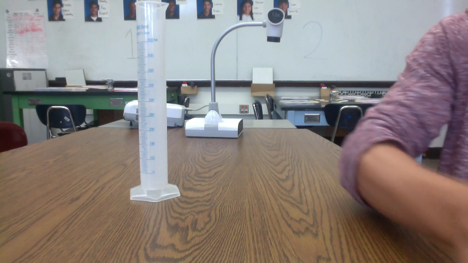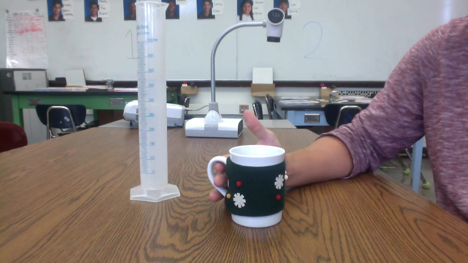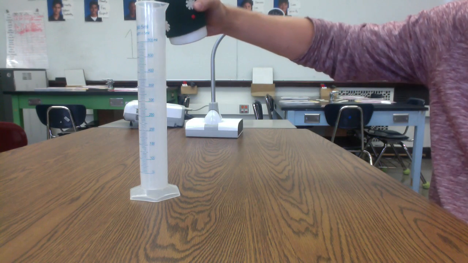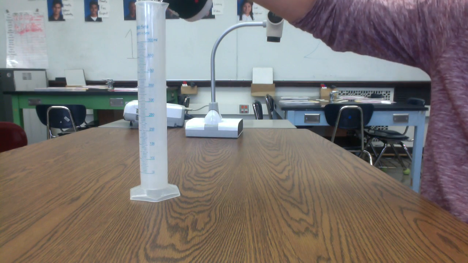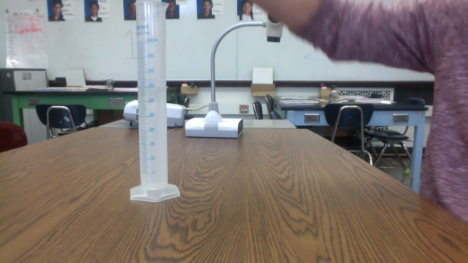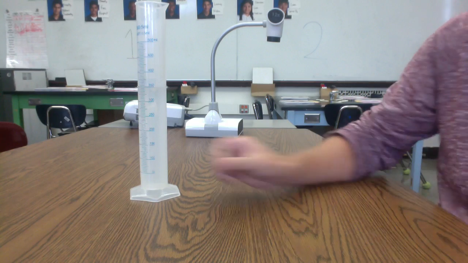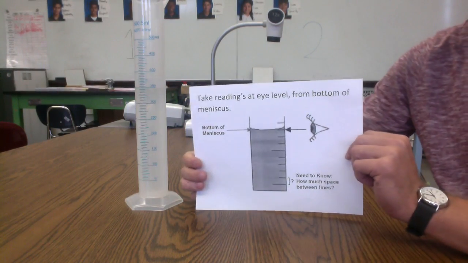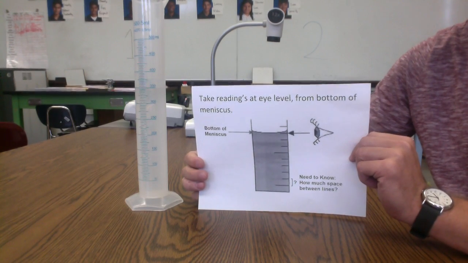Now, if we wanted to find out how many milliliters of volume fit in, say, a coffee mug, all we would do is take the liquid inside of the mug, pour it into the graduated cylinder, and then take a reading at eye level of how much space the liquid fills up.